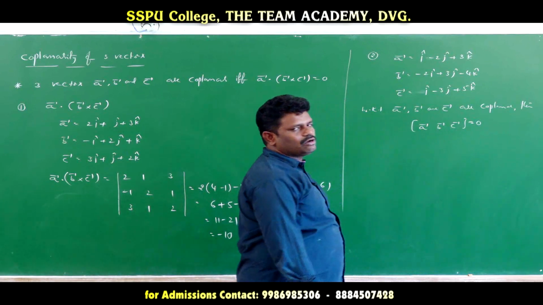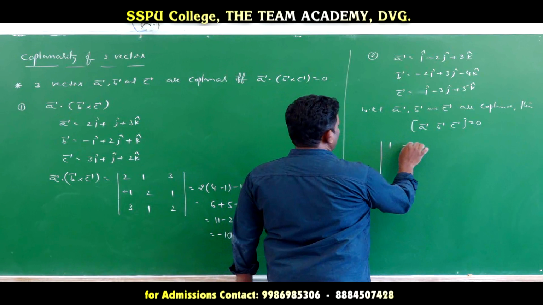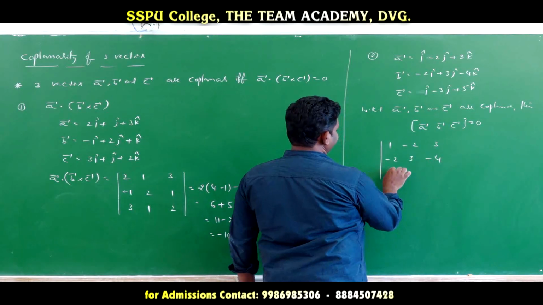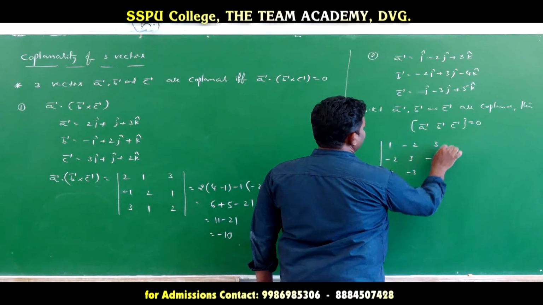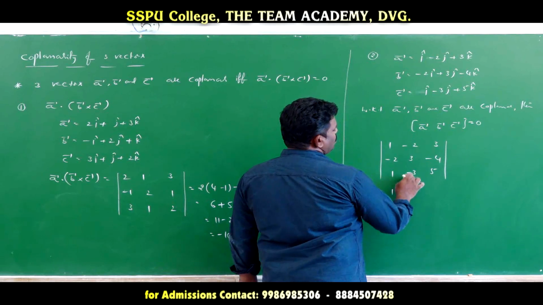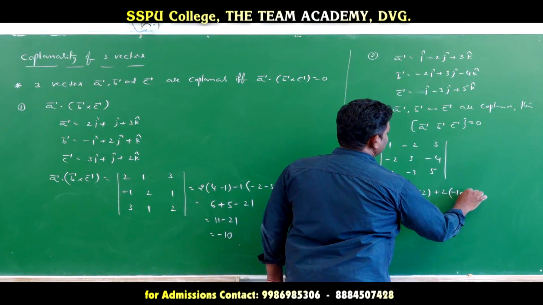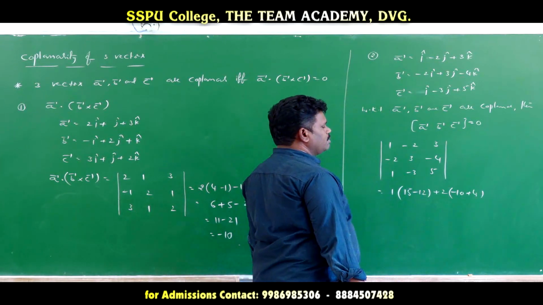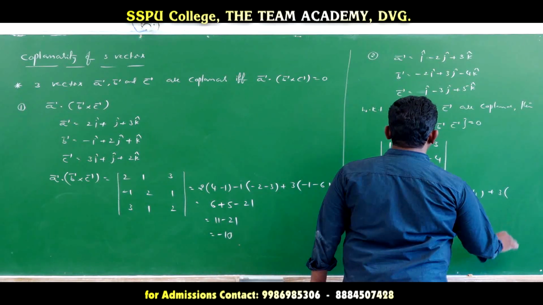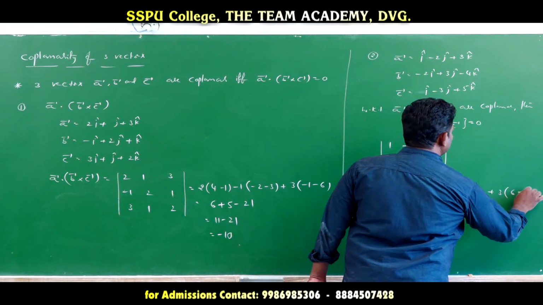Now to prove that the box of A bar, B bar, C bar is equal to 0, see my box value: 1 minus 2 3, minus 2 3 minus 4, 1 minus 3 5. That is equal to 1 into (15 minus 12), plus 2 into (minus 10 plus 4), plus 3 into (6 minus 3), okay?